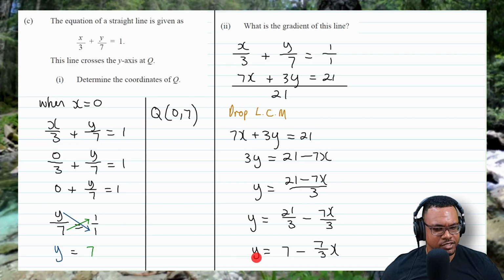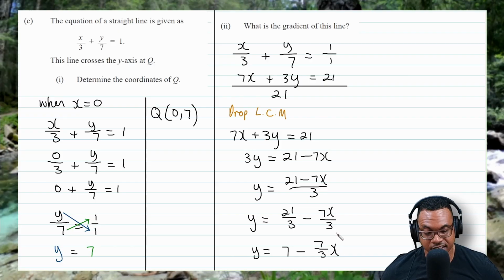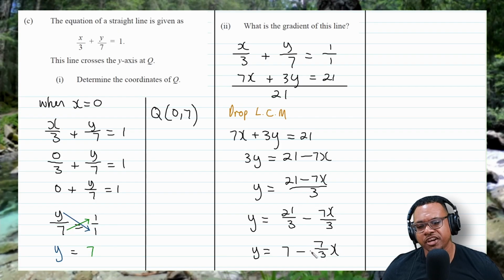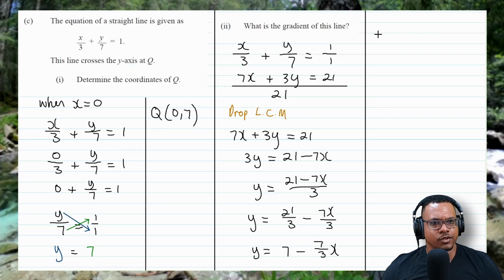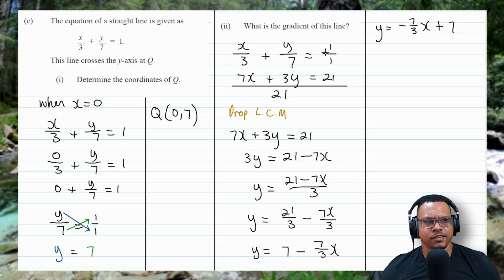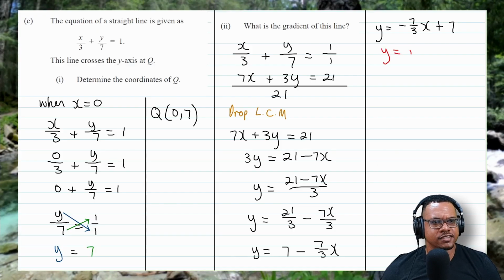Now as long as y is the subject of the formula, whatever number is in front of x would be your gradient. So negative 7 over 3 is in front of x, which is the coefficient of x. So your gradient is negative 7 over 3. Now I'll just rearrange it so it will be in the form y equals mx plus c. Alright, so I'll just write it as y is equal to negative 7 over 3 x plus 7. So we have it in the form y is equal to mx plus c.